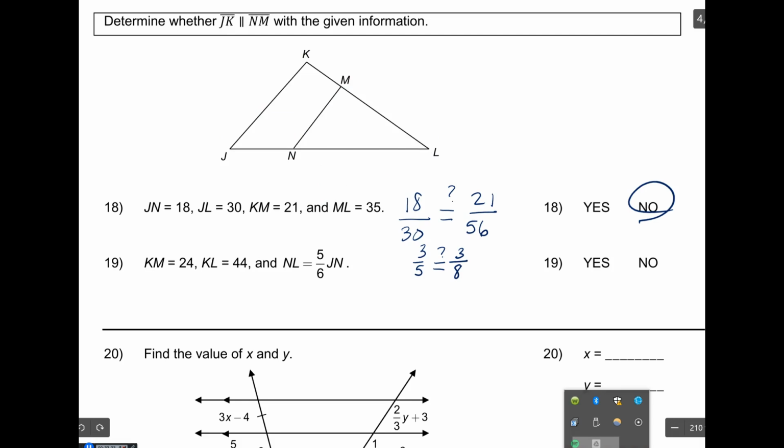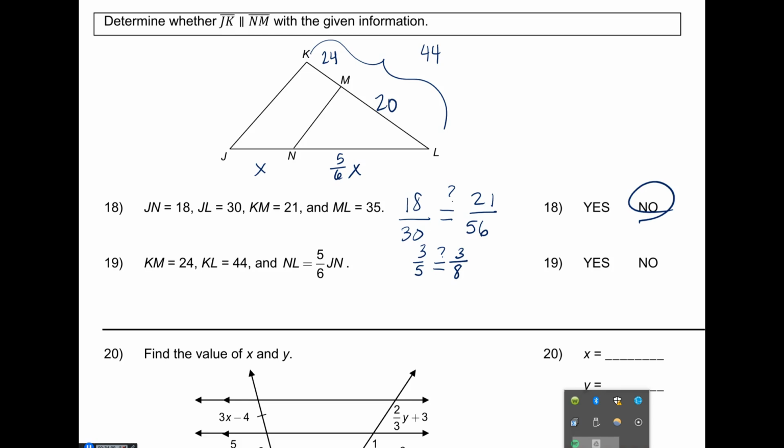Alright, so KM is 24, KL is 44, so that means that this is 20. NL equals 5/6 of NJ. Okay, so I'll have this be x, and I'll have this be 5/6x. If it says it's 5/6 of NJ, if NJ is x, then it's going to be 5/6 of x.